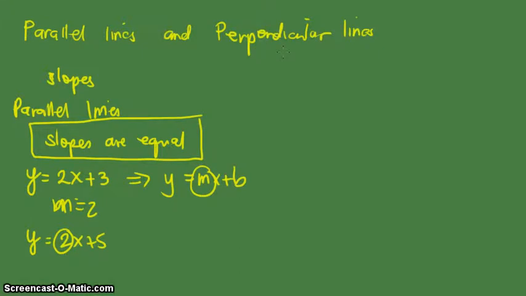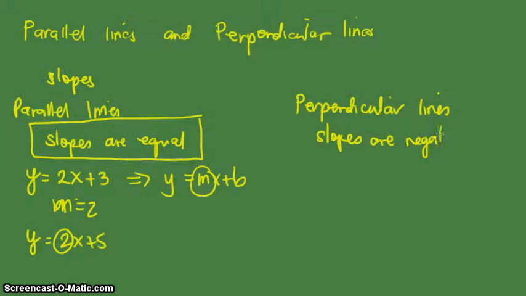Now what about perpendicular lines? So it's a different case. So for perpendicular lines, the slopes are negative reciprocal of each other. Okay, so what does that mean?